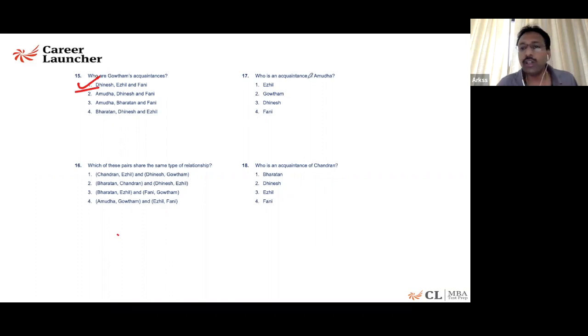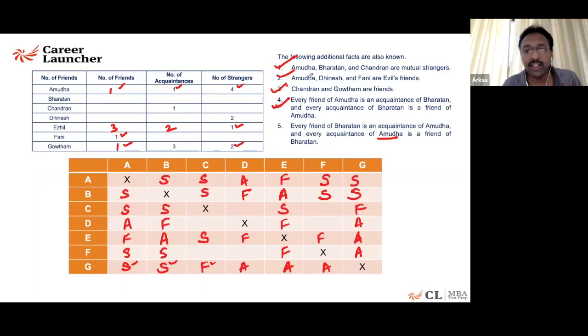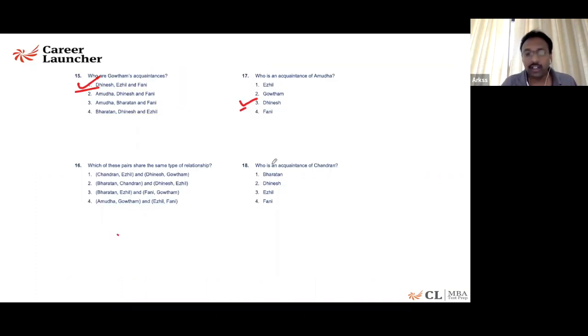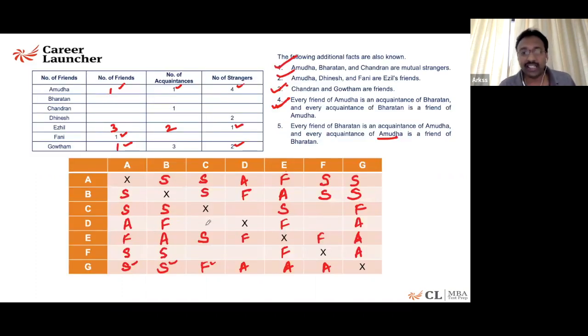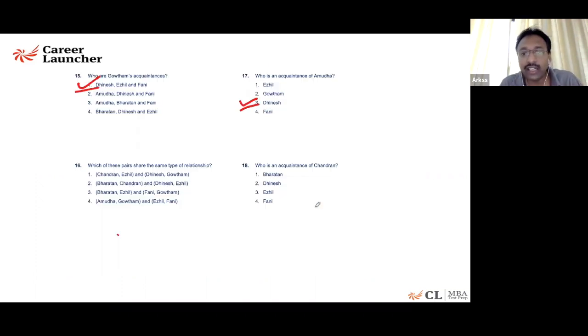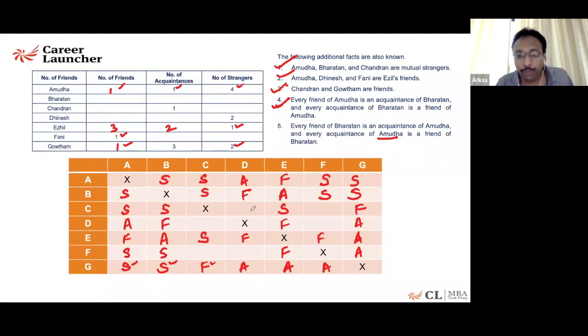Who is the acquaintance of Amuda? Amuda's acquaintance I can get as D. Who's an acquaintance of Chandran? This is interesting. This is where we need to get it. So D, F. Now let's look at it. D and F, both of them. That means there's only one acquaintance. See, this is where you get some kind of an idea. Who is an acquaintance of Chandran? You cannot have both D and F. Only one of them is an acquaintance.